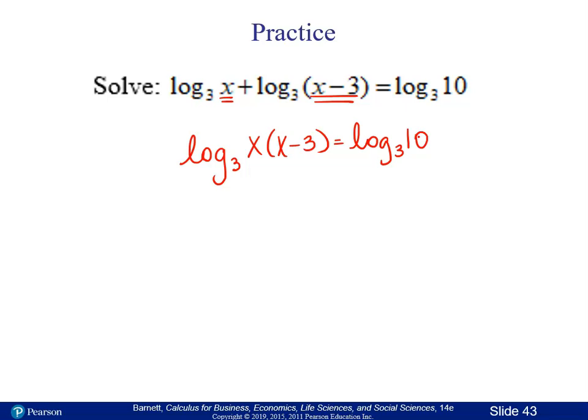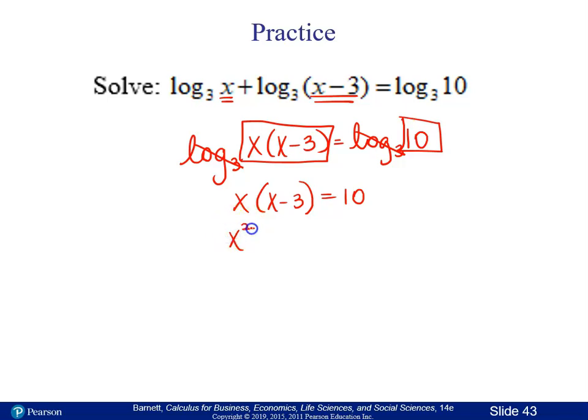This one's a little different because it does have logs on both sides. Because it's got logs with the same base on both sides, we can actually just disregard those. It's not really that they cancel, so I don't want you to say cancel, but basically we have a property that says that if this part's the same with the same base, then this has to be equal to this. So that's going to be x squared minus 3x is equal to 10. So we have a quadratic. With quadratics, we always want to get that equal to 0.